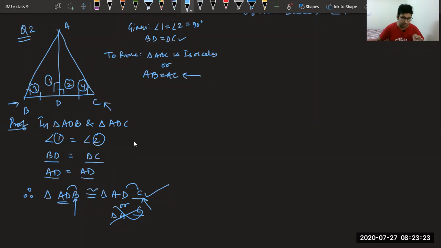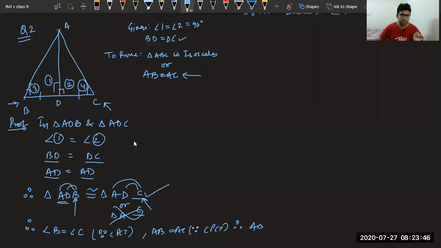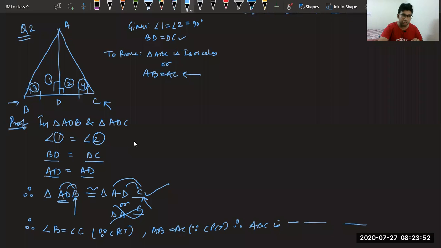So we can say therefore angle B equal to angle C, because CPCT. Also we can say AB, which is first and third, AC first and third is also equal. AB equal to AC because CPCT. Hence the triangle is isosceles triangle. Therefore ABC is isosceles triangle. You can write this on your own. All of you, is it clear? It was a very easy question.